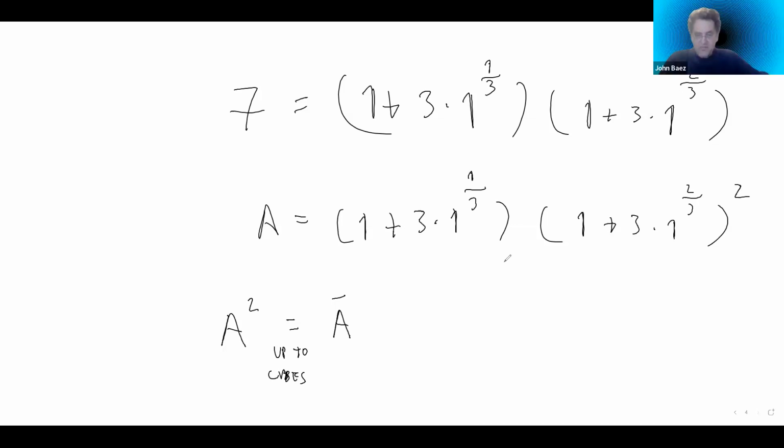But why is the fourth? Okay. But the fourth power is not. So it'd be great if the fourth power were equal to the first power, because then we'd have. And it is up to cubes. It is, because this is only holding. Exactly. So it is, but only up to cubes. Right. Only up to cubes.